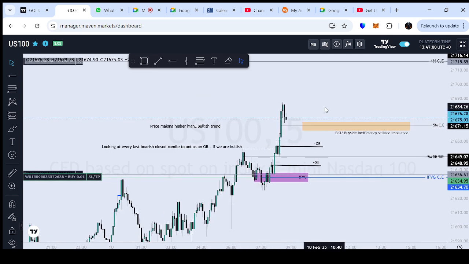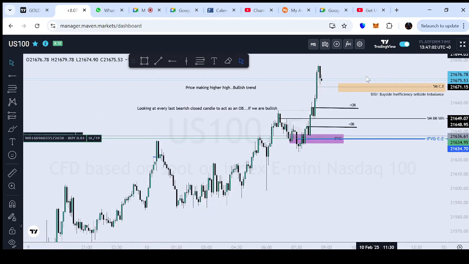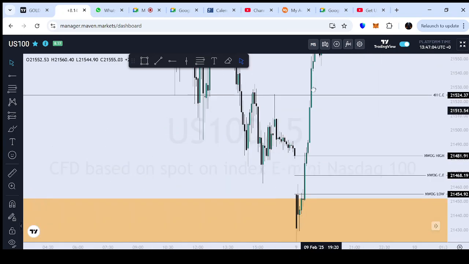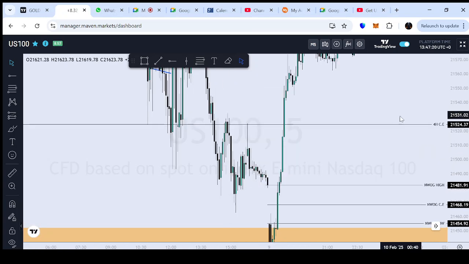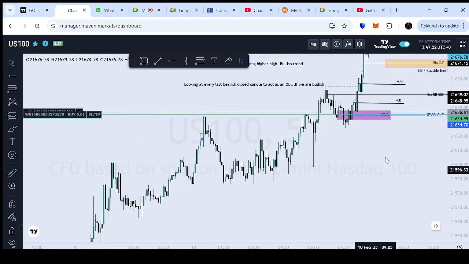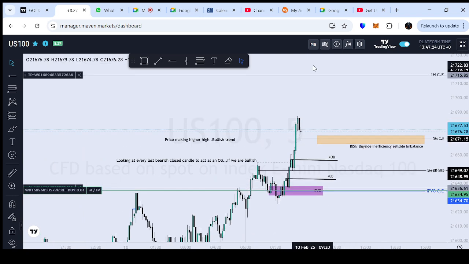The space on that new week opening gap is also called a void. Yes, it's a void. You can see it's a void. The new week opening gap: price violated it. It's no more a void now. It's complete now. It's 5 minutes.